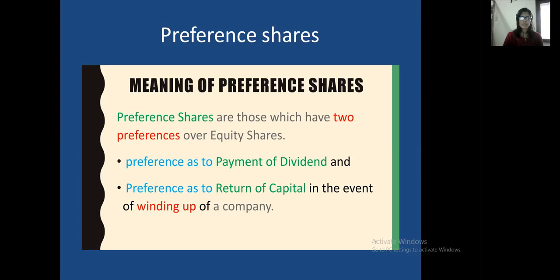In the second case, preference as to return of capital. Return of capital in the event of winding up of a company. जब एक company wind up होती है, in that case also, if the company has to give money back at the time of winding up, they have to give capital back. So in that case also, the preference shares are considered first. उन्हें preference दी जाती है. That's why they are known as preference shares.